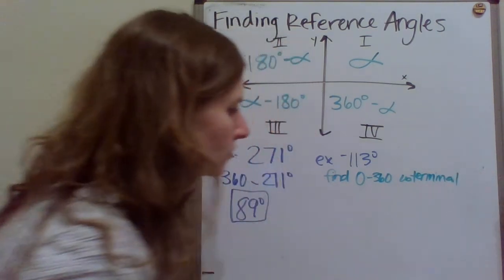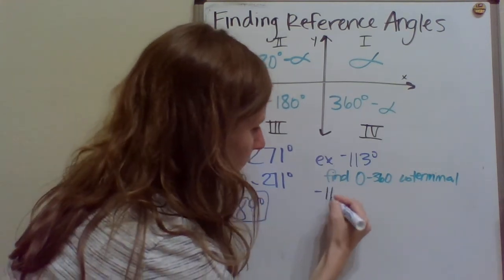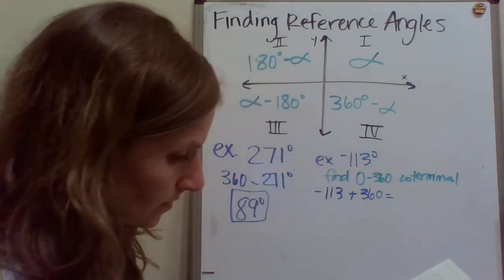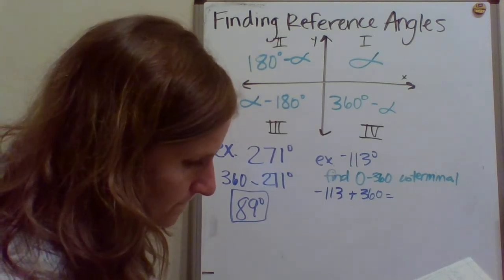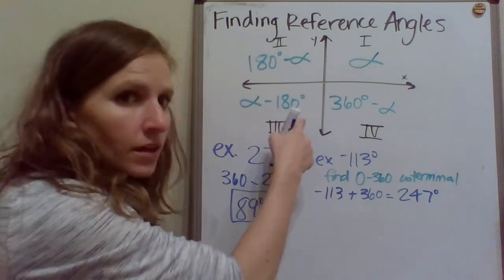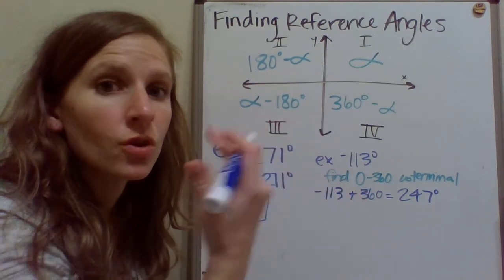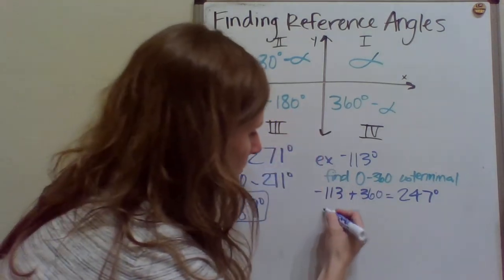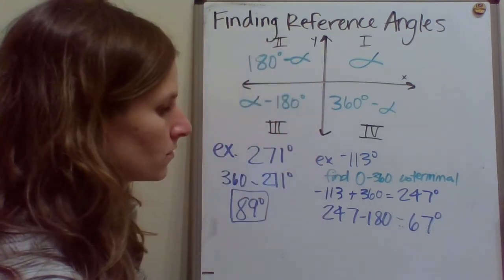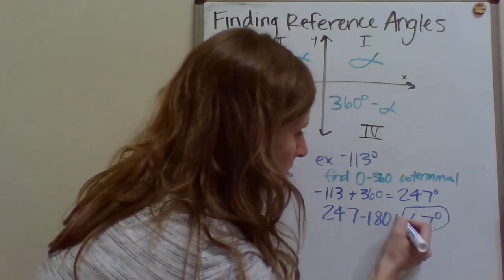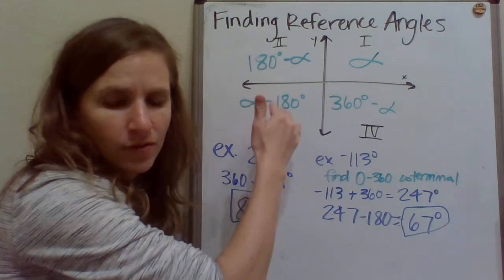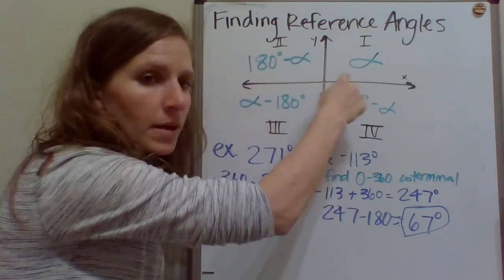So find the 0 to 360 coterminal angle first. If I take negative 113 and add 360 degrees to it, then I end up with, I did these calculations earlier, 247. So then that 247 degrees, again, is still in the third quadrant, we didn't change where it went, we just changed the coterminal angle of it. Then if I take alpha minus 180, so 247 minus 180, I end up with 67 degrees. So that angle of reference will be 67. Now remember, a reference angle should always be between 0 and 90 degrees. So no matter where it starts off in the other quadrants, the idea is that your final answer is going to end up between 0 and 90.